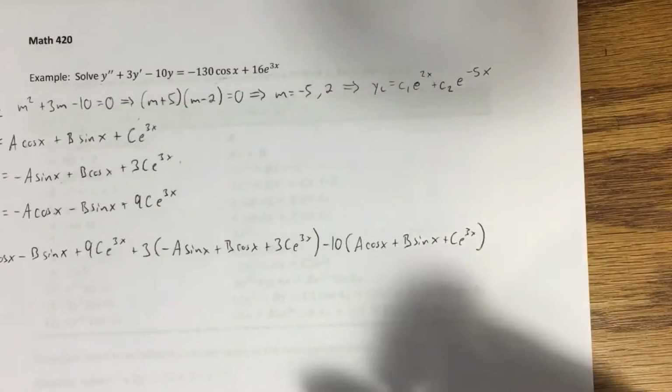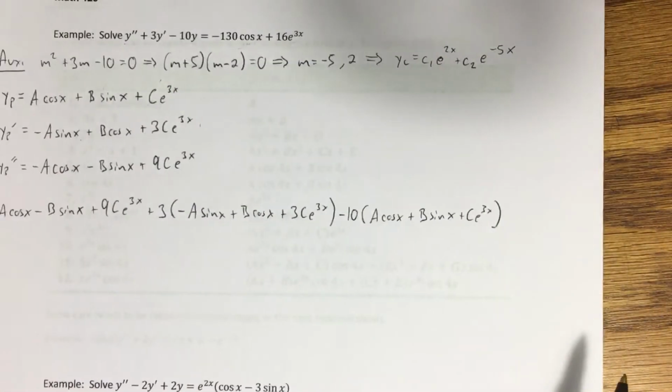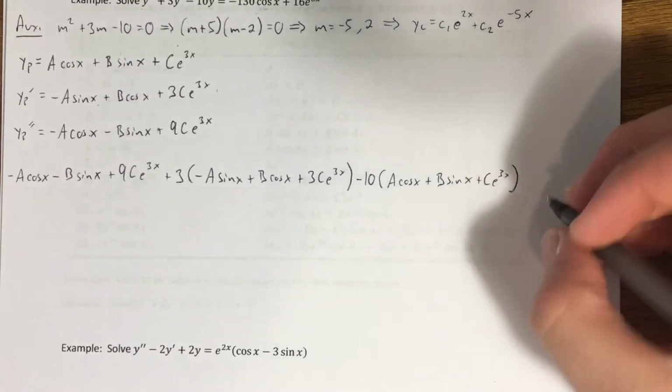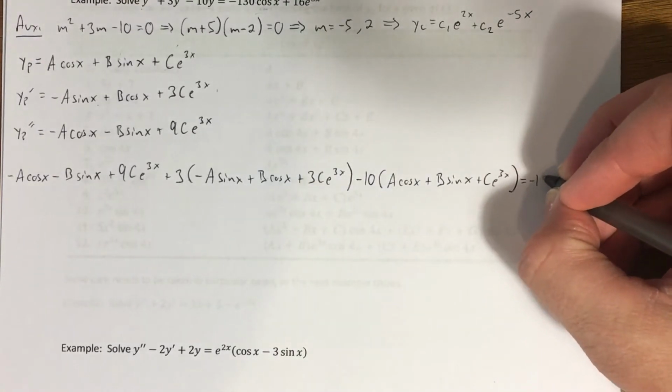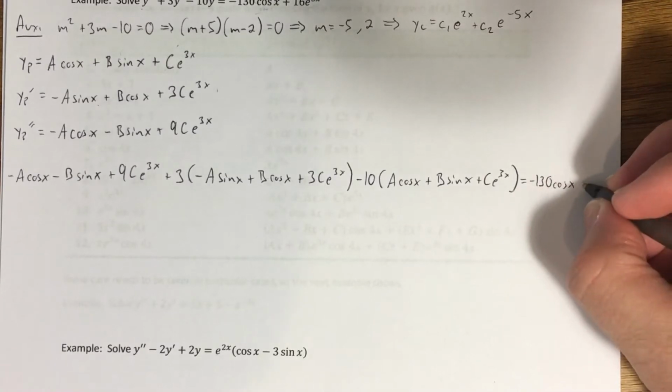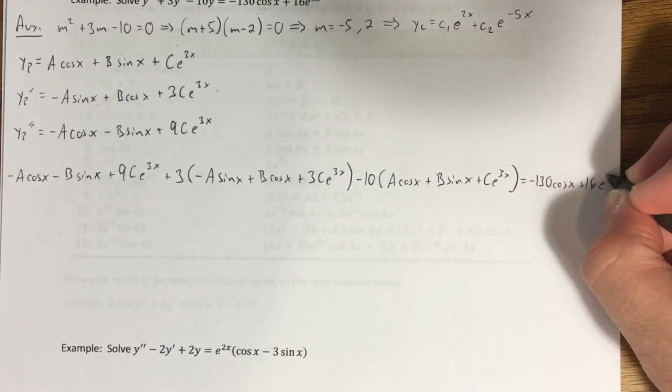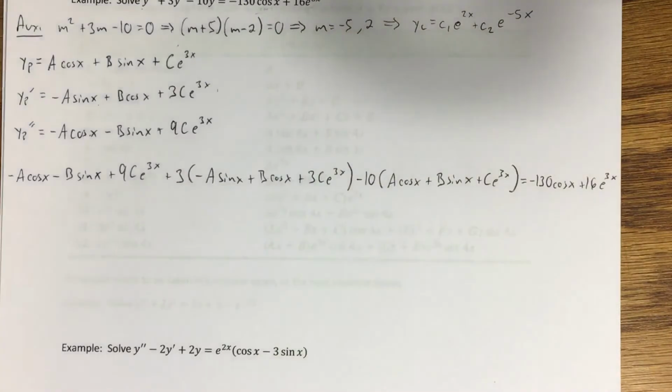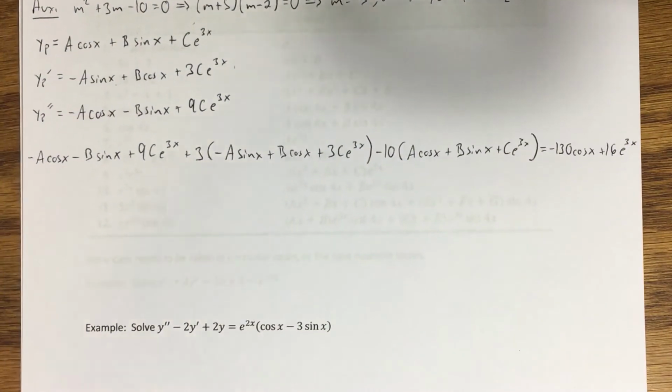That whole thing should be equal to what we have up here. Can I squeeze that in? Is that going to fit? Negative 130 cosine of x plus 16e to the 3x. I'm actually kind of proud of myself. I crammed all that into one line.